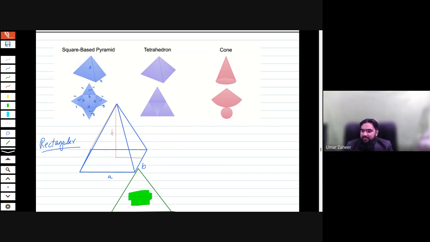In the same way, we have a tetrahedron, which means the base is itself a triangle. This is the base, and you have a back triangle, the left triangle, and the right triangle. Obviously, there are going to be 3 faces, and the top, bottom surface, so there are 4 faces here.